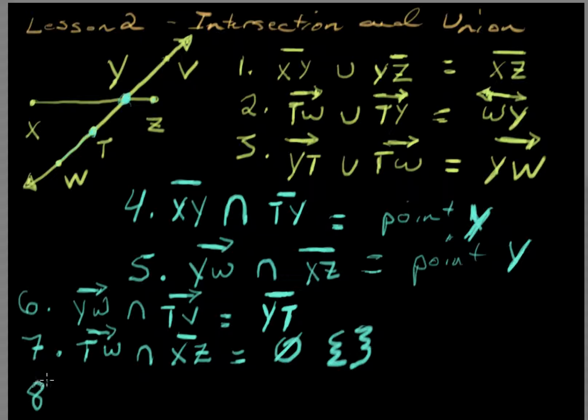Example 8. If they don't share anything, they don't share anything. You have the empty set, the null set, 0, does not exist. There's 1,000 ways to say that, but that's what it means.